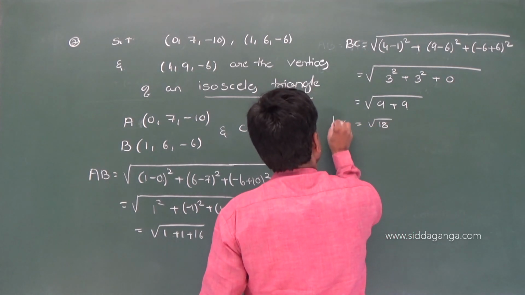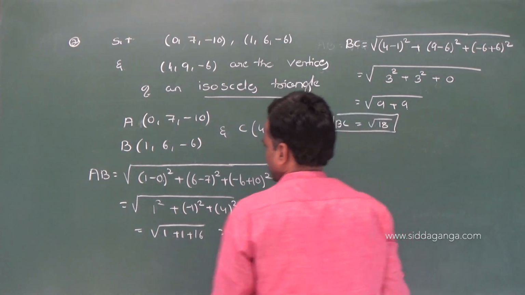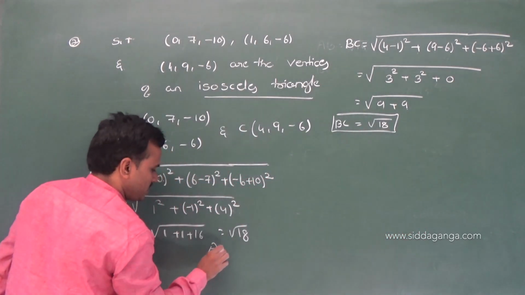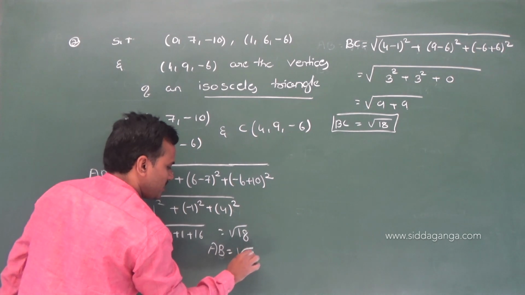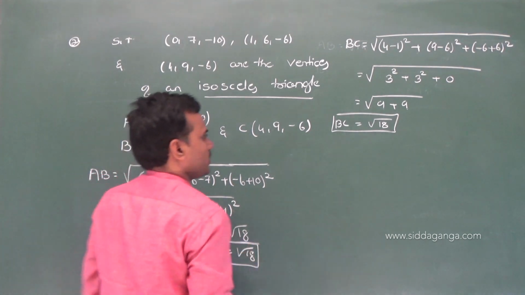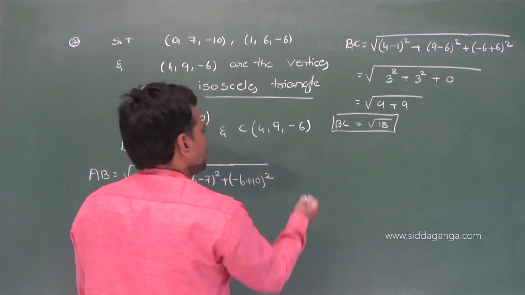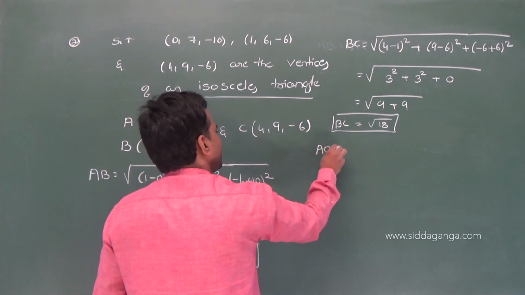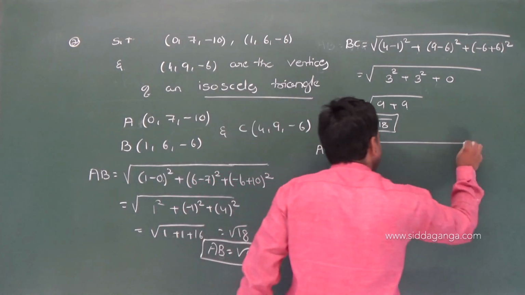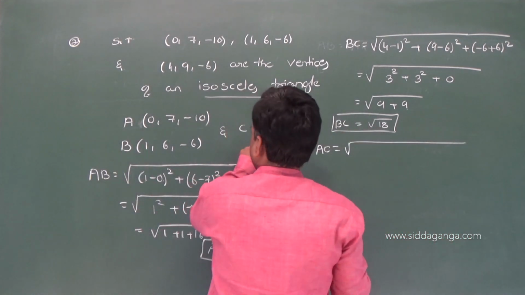You already observe the result. These two results: the distance from A to B is root 18, and the distance from B to C is also root 18. So similarly we find the distance from A to C. I think this is no need, but we also find A to C.